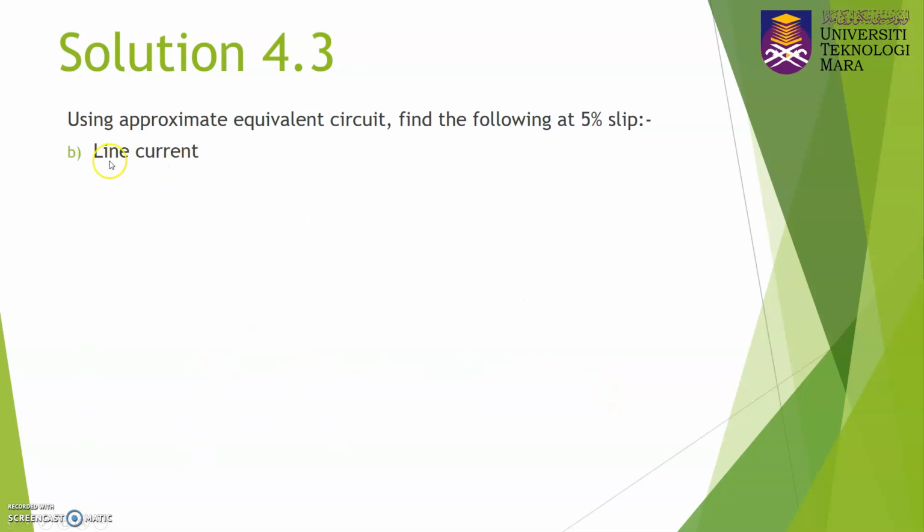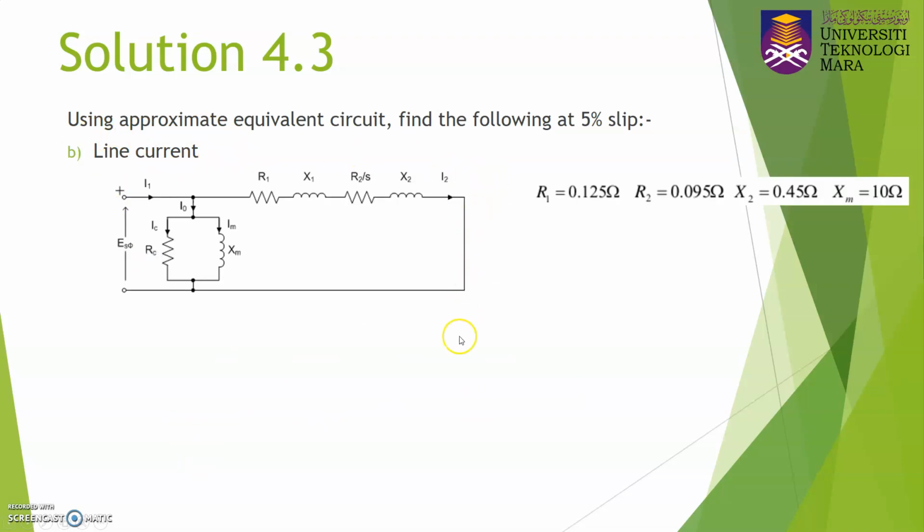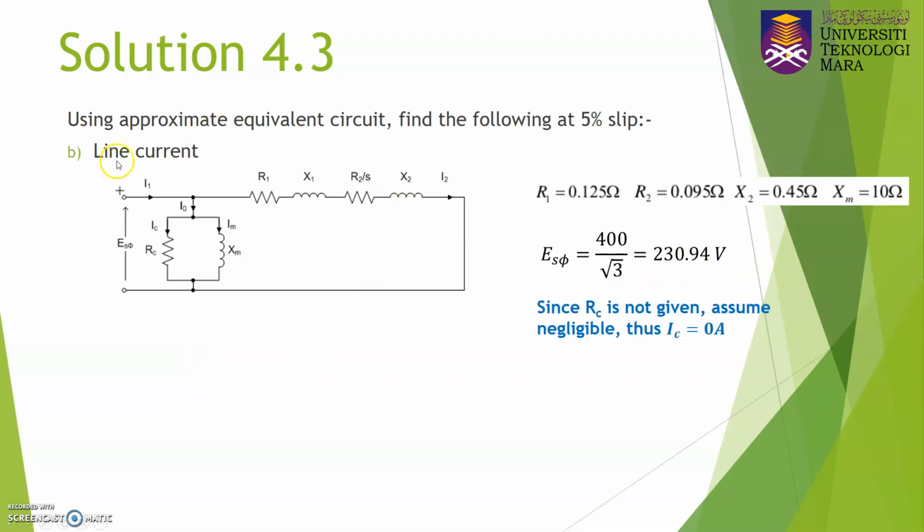For the line current, you need to use the approximate equivalent circuit, so you just draw the circuit first. The question gives you the value of V line-to-line, which is 400 volt, so you need to find E1 phase. E1 phase will be equal to 400 divided by square root 3, so you get 230.94 volt. Then you need to find the line current, which is I1. In this case, RC is not given, so you can just consider IC equal to 0. Since IC is 0, I0 will be equal to IM. So the voltage divided by jXM will be equal to IM.